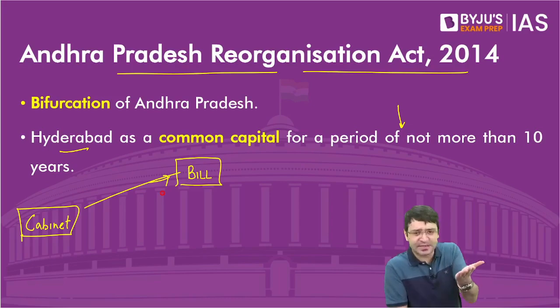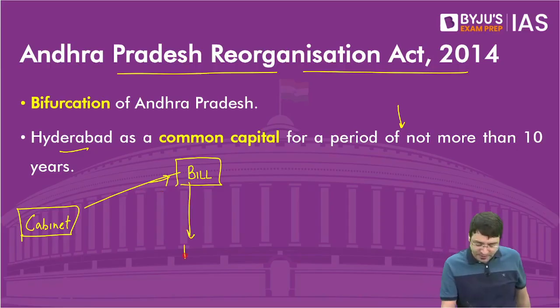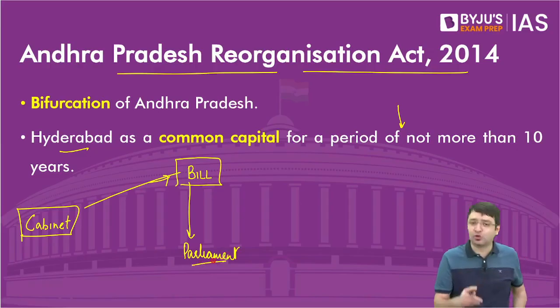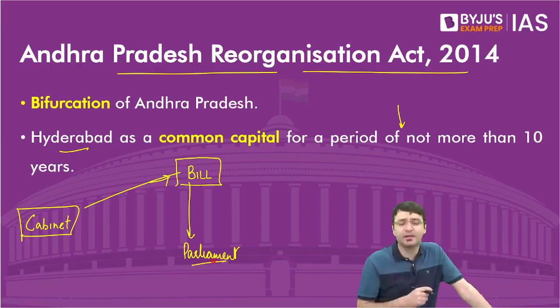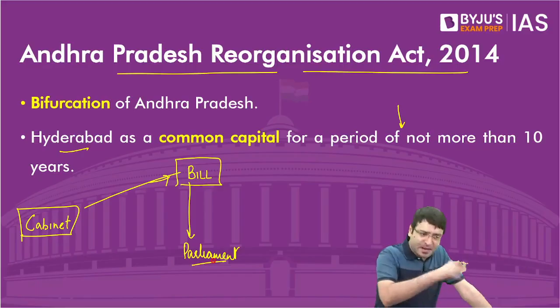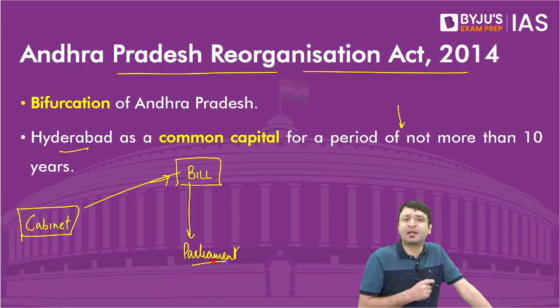Now this bill is sent to the cabinet. Give us your approval. Cabinet discusses this bill. The Prime Minister and his ministers discuss this bill, and then this bill should be tabled in Parliament. Because who has the power to pass a bill? Parliament. When both houses of the Parliament pass a bill, then this bill is sent to the President.